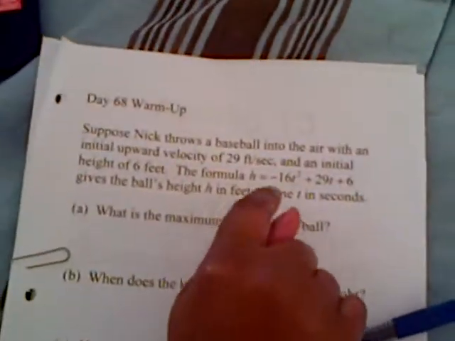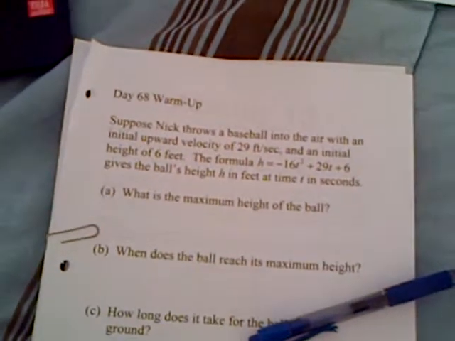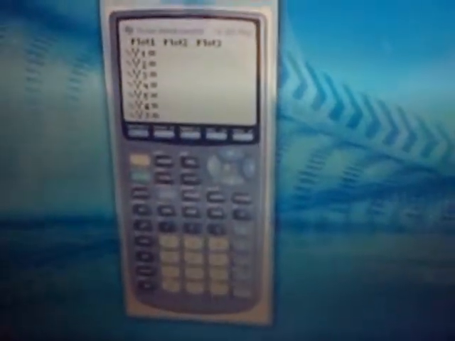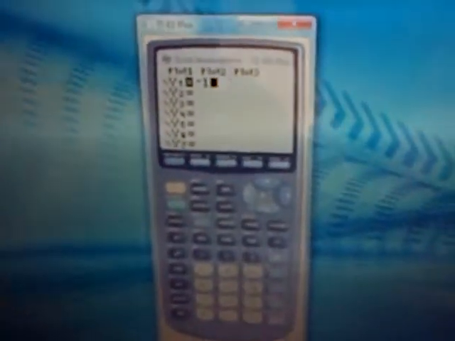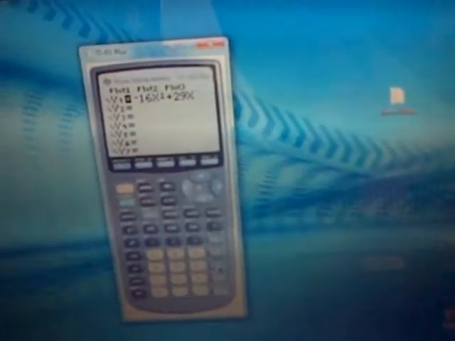So anytime they give us an equation in a word problem, we use our calculator. We go to y equals. Now in y equals, we want to type in the equation. Negative 16x squared plus 29x plus 6. Alright? Now we want to graph that.